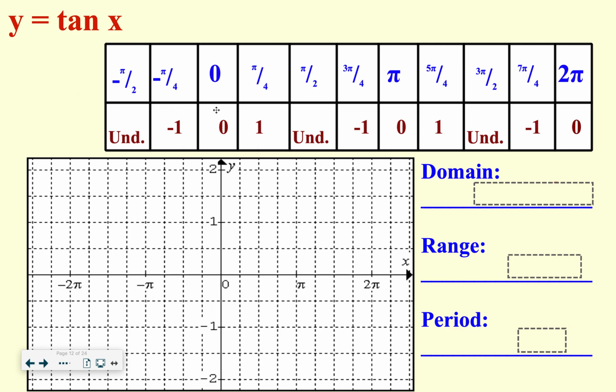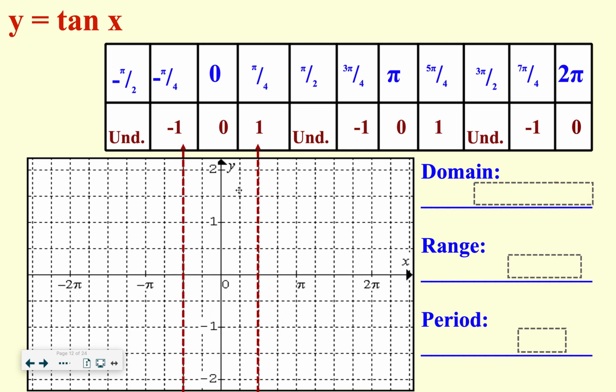So if I plot these, (0, 0) is here, and (pi over 4, 1). At pi over 2, it becomes undefined. So when I go to pi over 2, I'm going to have an asymptote. And again, at 3 pi over 2, you're going to have an undefined. As you can imagine, if you go the opposite direction, when you go to negative pi over 2, you will have an asymptote. You probably get the idea.